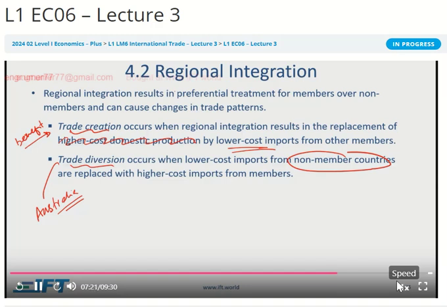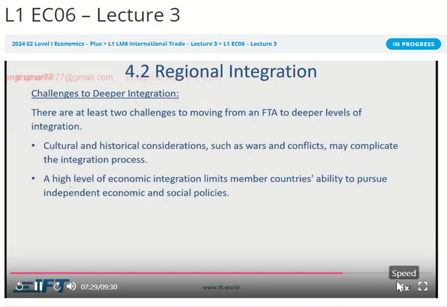Because you're not doing it for the whole world, you're only doing it for the region, certain countries will be out of that region. So there will be trade diversion. But then again, even integration at a regional level is difficult to achieve. What to talk about a global level?